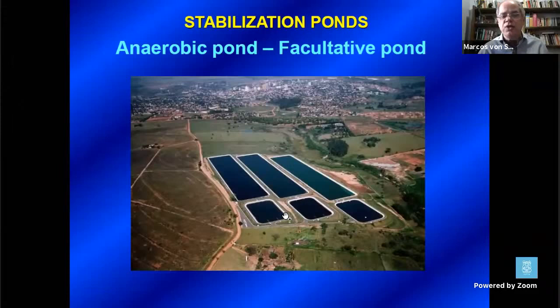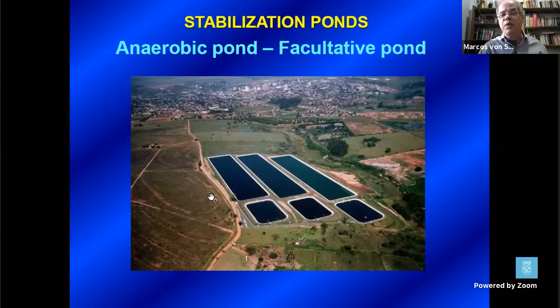So here we can see three lines in parallel. Each line has one anaerobic pond followed by a facultative pond. The anaerobic pond will remove something between 50 to 60% of the incoming BOD, meaning that if you remove, say, 60% here, it means that you will design your facultative pond for only 40% of your BOD load, and then you decrease the required size.